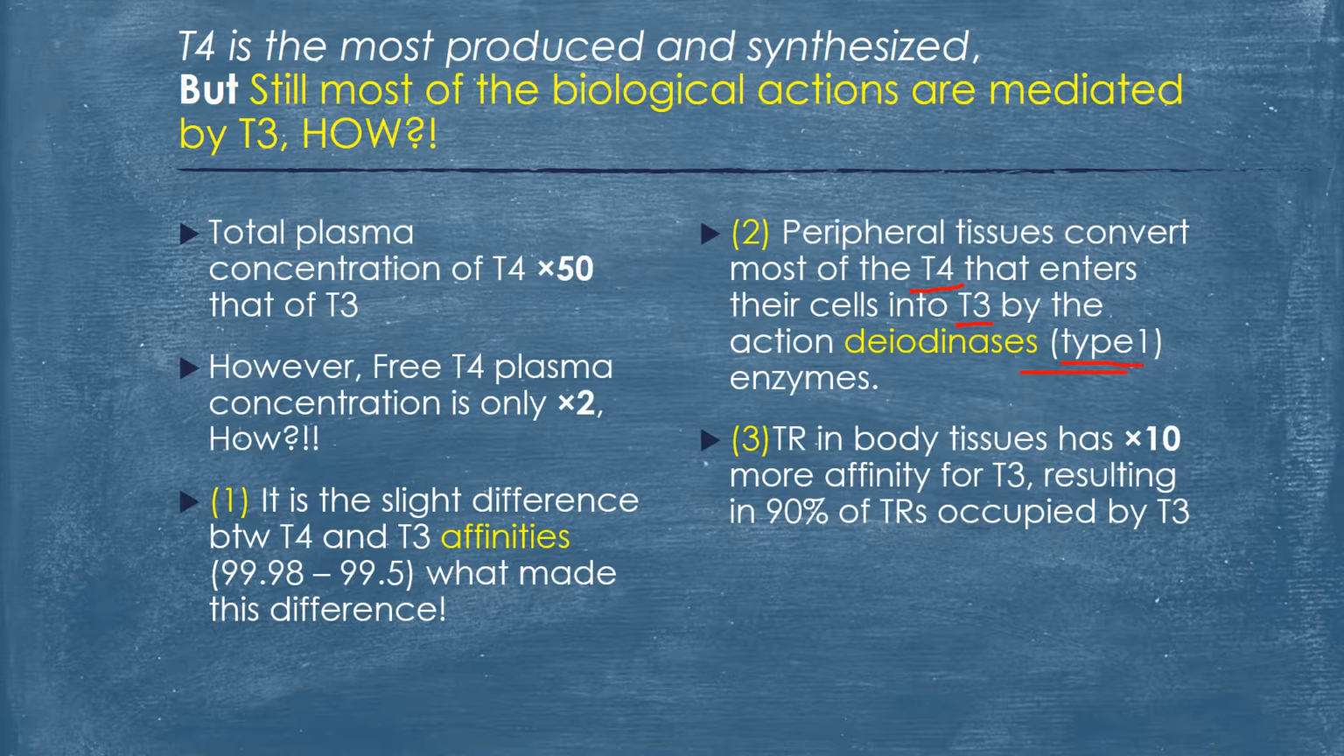And the third reason is that thyroid receptors in body tissues have 10 times more affinity for T3 than T4, and this results in 90% of the thyroid receptors being occupied by T3. So these are the three reasons that actually made T3 have the most biological action.